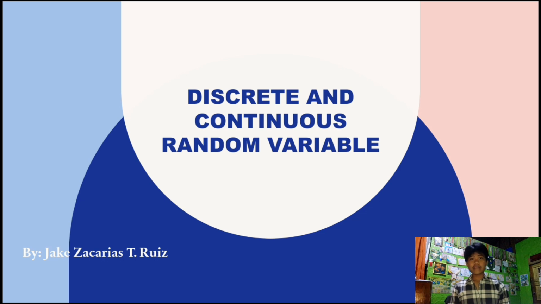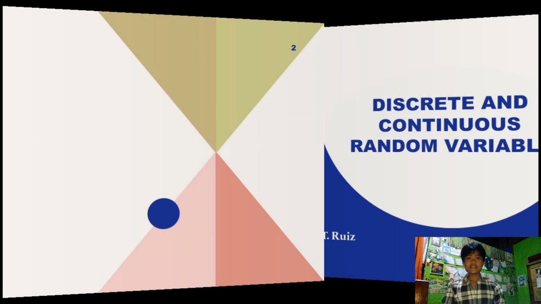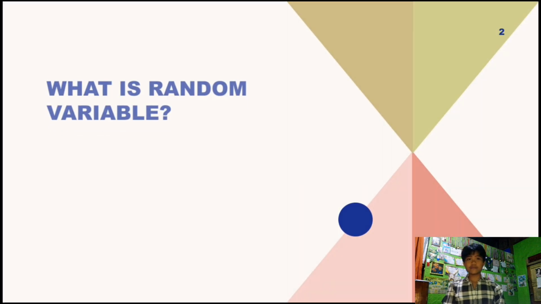Today's video lesson is about the discrete random variable and the continuous random variable. By the end of this presentation, you will understand the difference between the two types of random variable and you will be able to identify examples of each. So, let's begin.